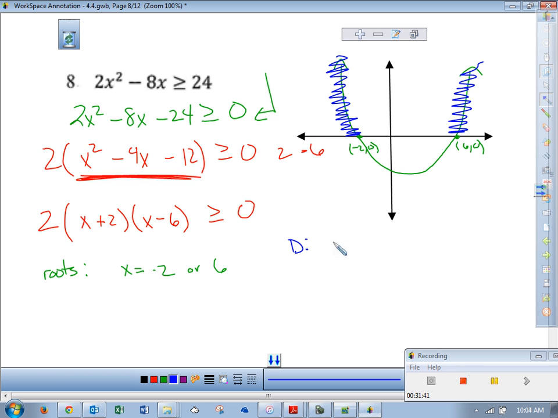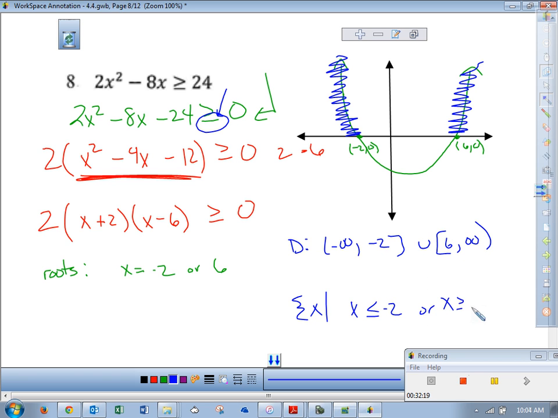Domain from negative infinity all the way over to negative 2. The question is, does negative 2 count this time? Yes or no? Yes. Equal to bar, so he counts. Union, start over again at 6, which does count, to infinity. Two different intervals, meaning that's an OR statement. So the set of all x such that x is less than or equal to negative 2, or x is greater than or equal to 6 in set notation.